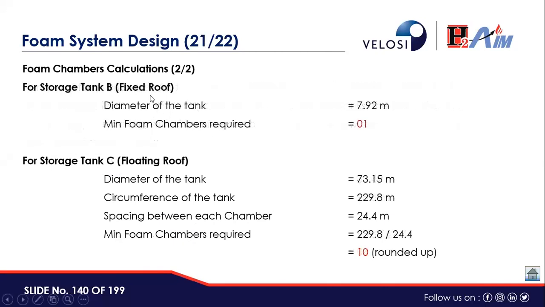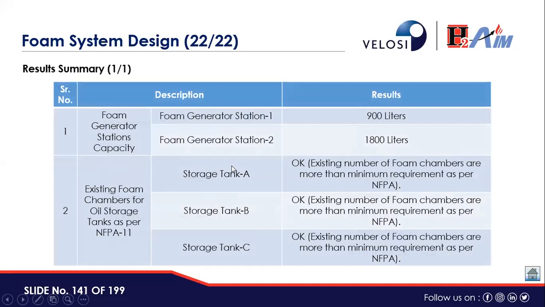Similarly, for the fixed roof and for the floating roof of the tank C. So this was the summary. Foam generator station's capacity: for station 1, 900 liters we have calculated; for station 2, 1800 liters we have calculated.